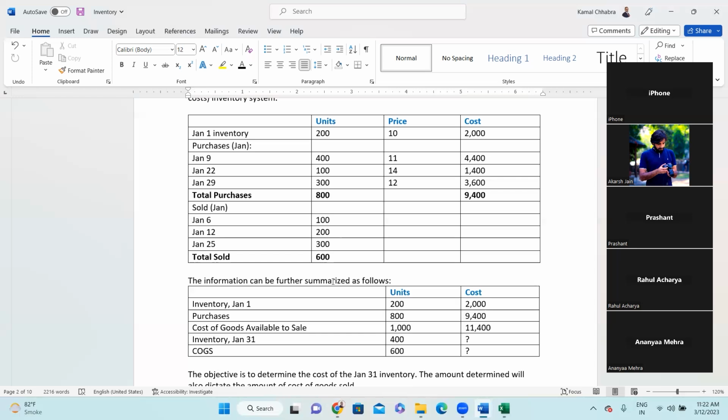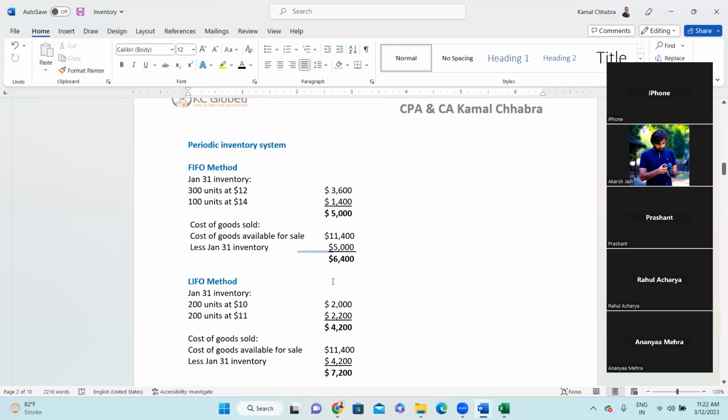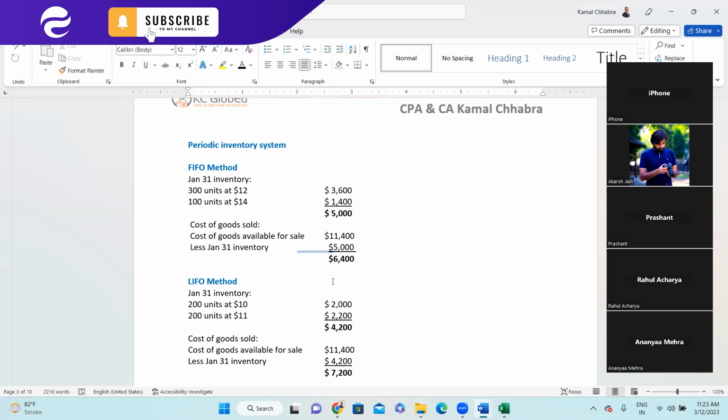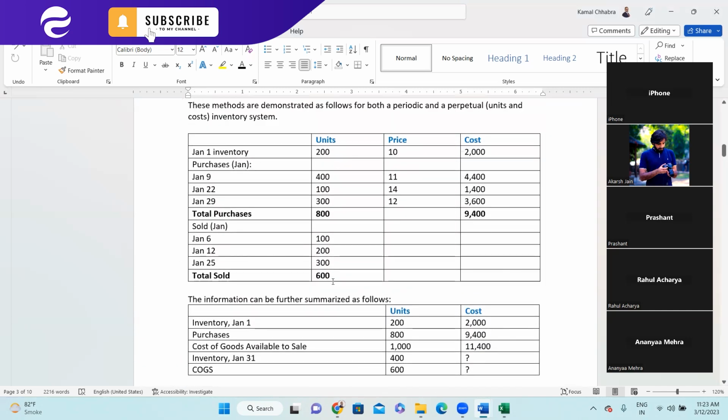Okay, so 4200 and 7200, right? See, 200 units at $10, 200 units at $11, 4200 is the inventory. Total cost of goods available for sale is 11400 minus 4200 is cost of goods sold, right? Now let's do it on average basis. If you're using average costing system, no LIFO, no FIFO, what is inventory and what is cost of goods sold?